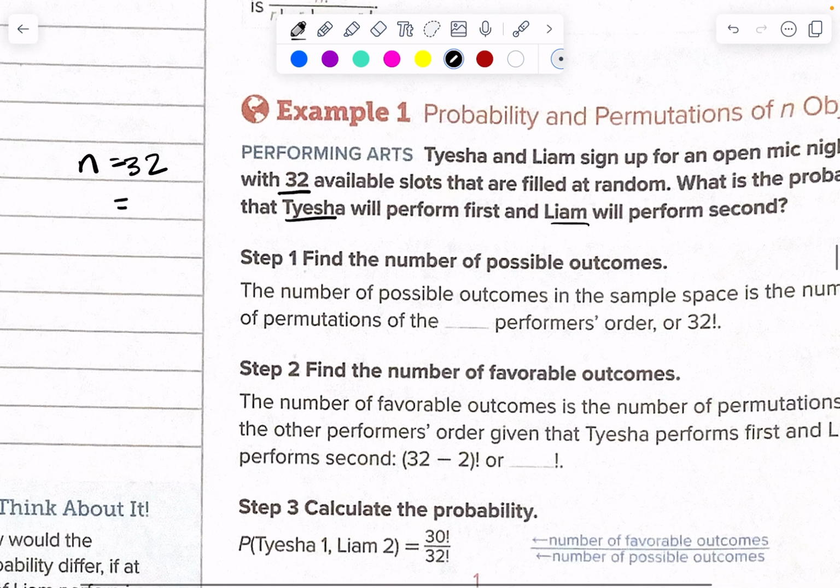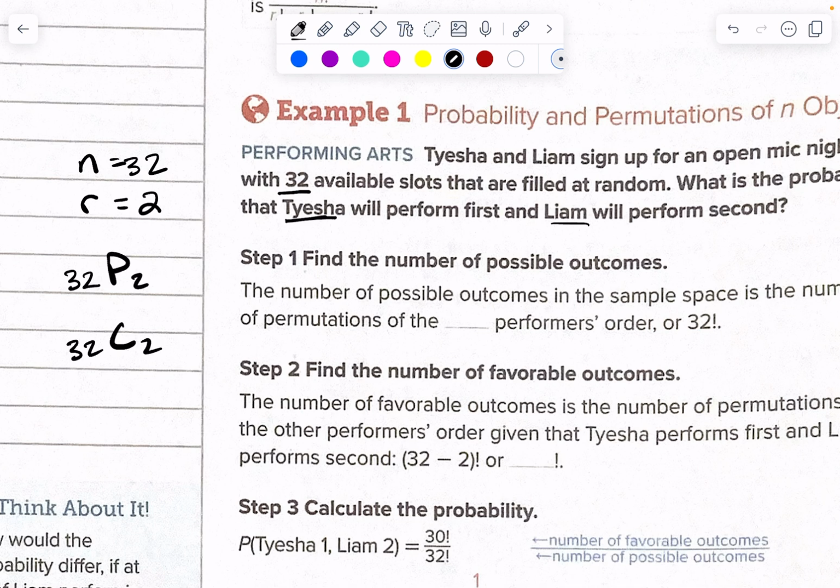Okay, so let's first decide, what's the R value going to be? R is the number that we're choosing. 32 is the total. How many people are we choosing out of the 32? 2. So R is 2. So now we just have to decide if we're going to do 32P2 or are we going to do 32C2. That's all we have to decide.